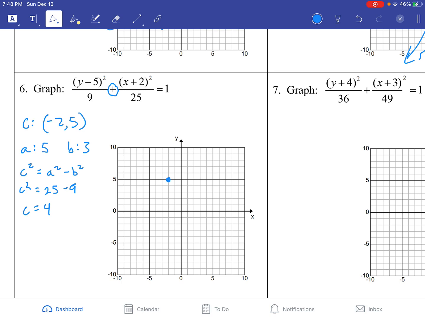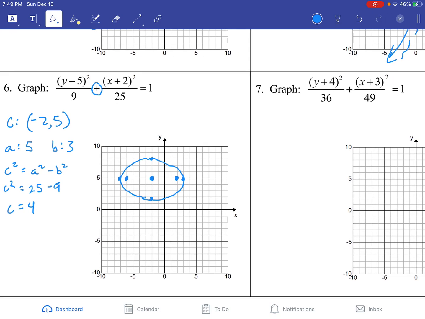I've got -2, 5, which is right there. All right, I'm going to go to the left by 5, and to the right by 5, up by 3, and down by 3, and make my ellipse. Do the best you can when you're drawing this out. Then my focal points are going to go along my major axis length, which is horizontal in this case. So I'm going to have 4 and 4 for my focal points from the center.